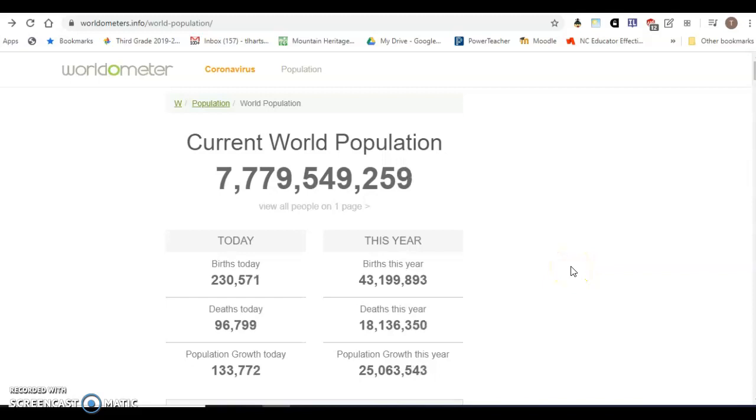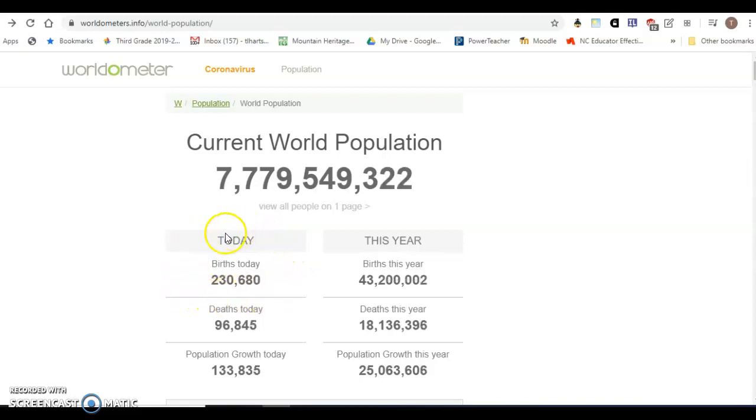Today we're going to look at the current world population with a world population clock. There are several world population clocks online that are all very interesting to look at. What we see here is the estimated current world population changing moment to moment based on estimates looking at birth and death rates around the world.